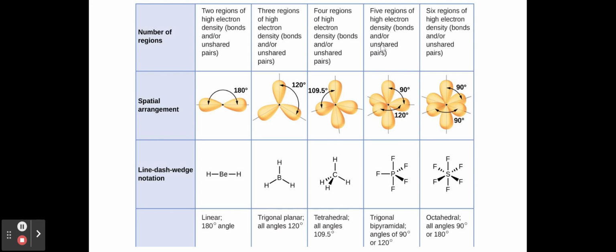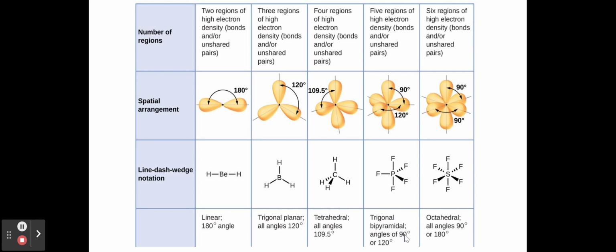If we have 5 electron regions, we've got the central atom and 5 atoms coming off that central atom, we would have a look something like this, and we'd be talking about a trigonal bipyramidal arrangement. Now, tri means 3, bi means 2. So collectively, 3 plus 2 equals 5. And we have 5 things coming off of the central atom. Just a way to remember that.